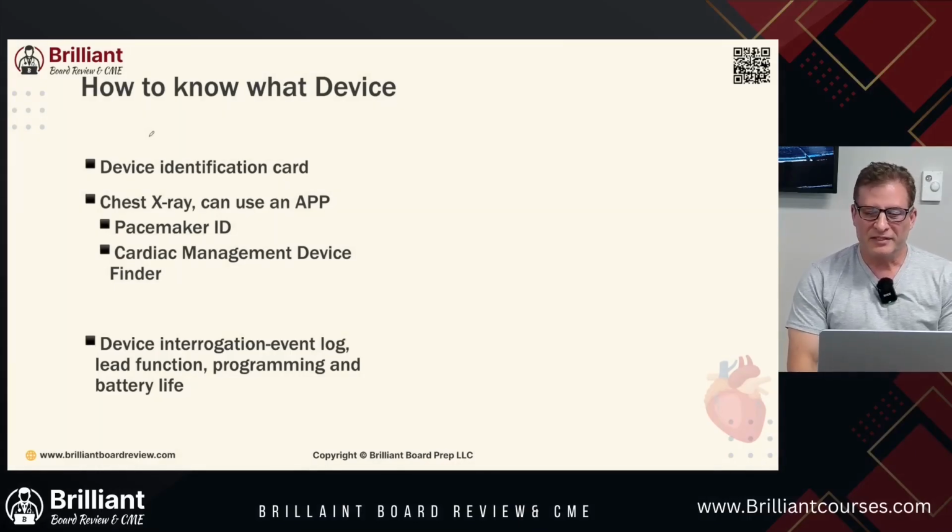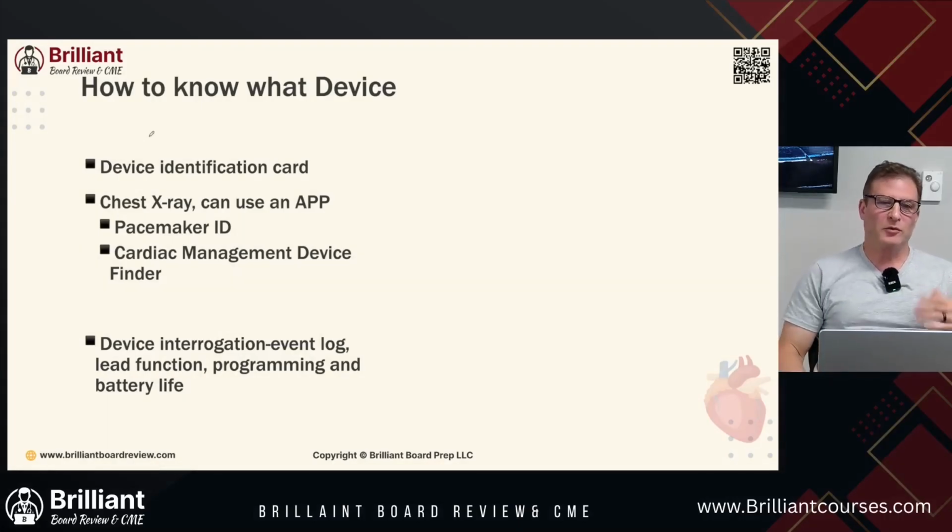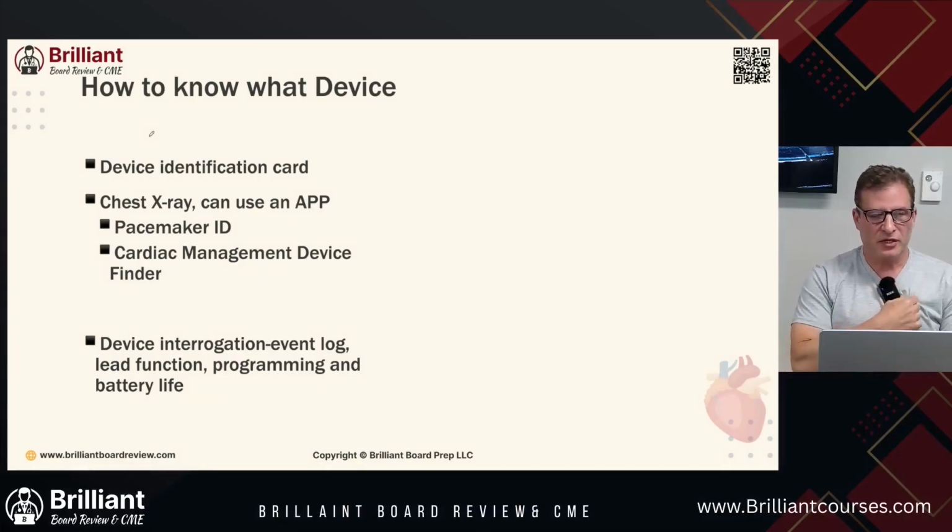If infected, what do you do? If these devices get infected, what do you need to do? That's going to be your board question and your real world question. You have to remove the device. What if it just says there's an infection in the pocket? It doesn't matter. Remove the device. Infection anywhere, you have to remove the device. Which are the ones we can worry about?